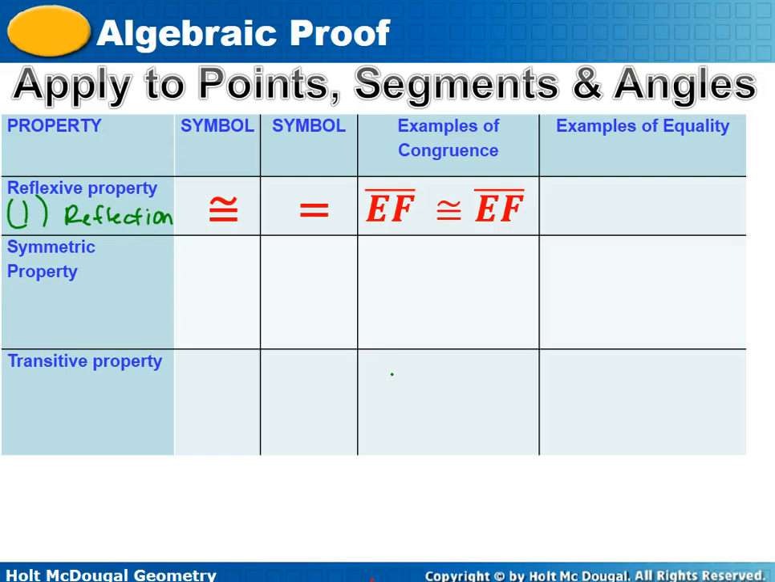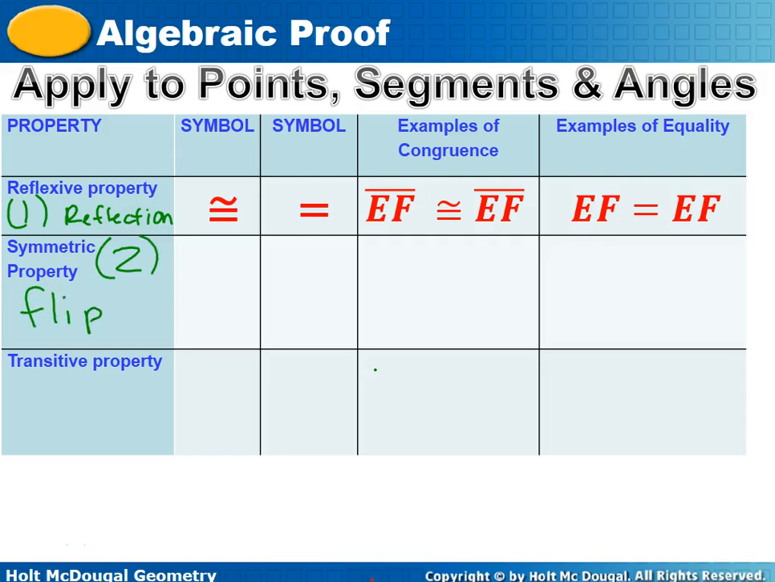Now, examples of equality are different. This one we're going to have an equal sign, and when we do this, there is no segment symbol over the top because we know that these things are equal because they have the same measurement, not because we can see tick marks. Symmetric property has to do with two things, and we use the word flip for this one, if you recall.